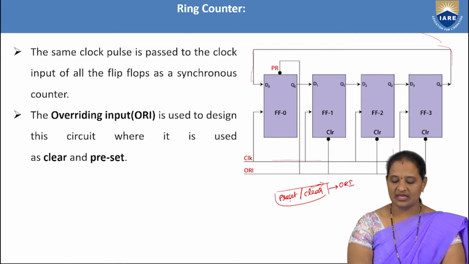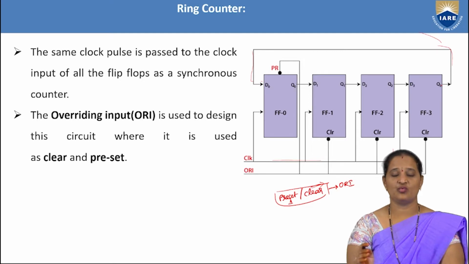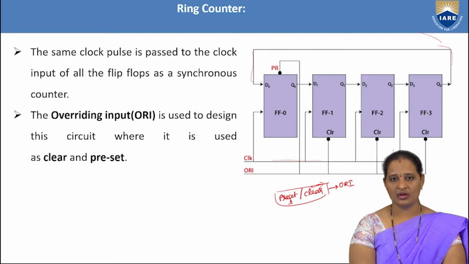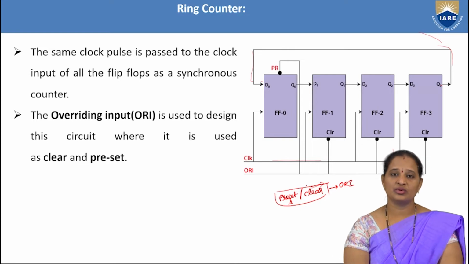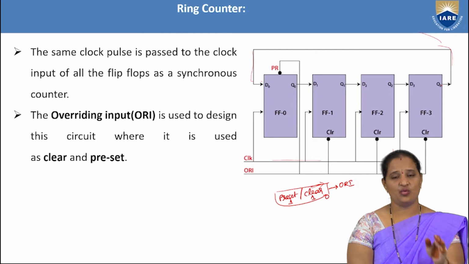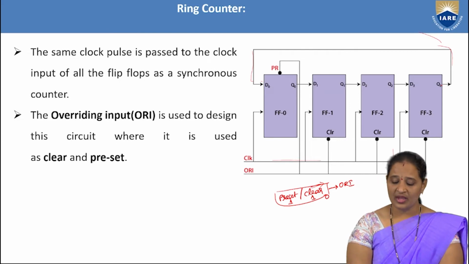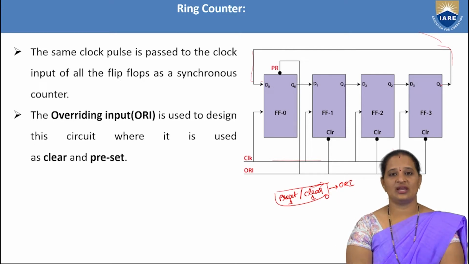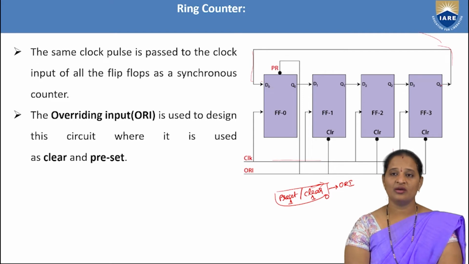Because if the preset input is high, then whatever the state of that flip-flop may be, it sets the flip-flop to state 1. If the clear input is 1, it overrides the flip-flop state with 0. So whatever the present state of the flip-flop, if the preset input or clear input is 1, it overrides the state of the flip-flop as either 1 or 0. That is why we call the preset and clear inputs overriding inputs.